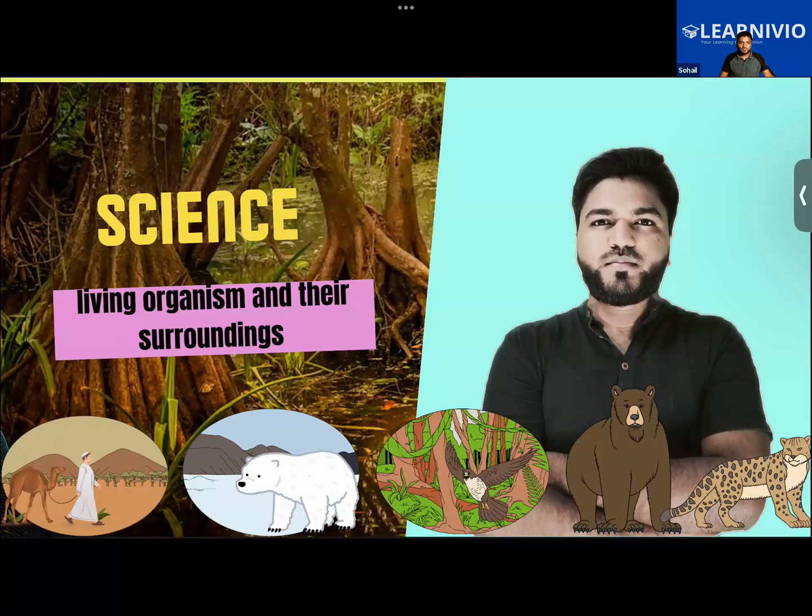In the chapter Living Organisms and Their Surroundings, we have to study what an environment is and what it consists of. If we look around ourselves, we see two kinds of components in our environment, based on whether they have life in them or not. They are biotic components and abiotic components: the living organisms in the environment and the non-living ones.